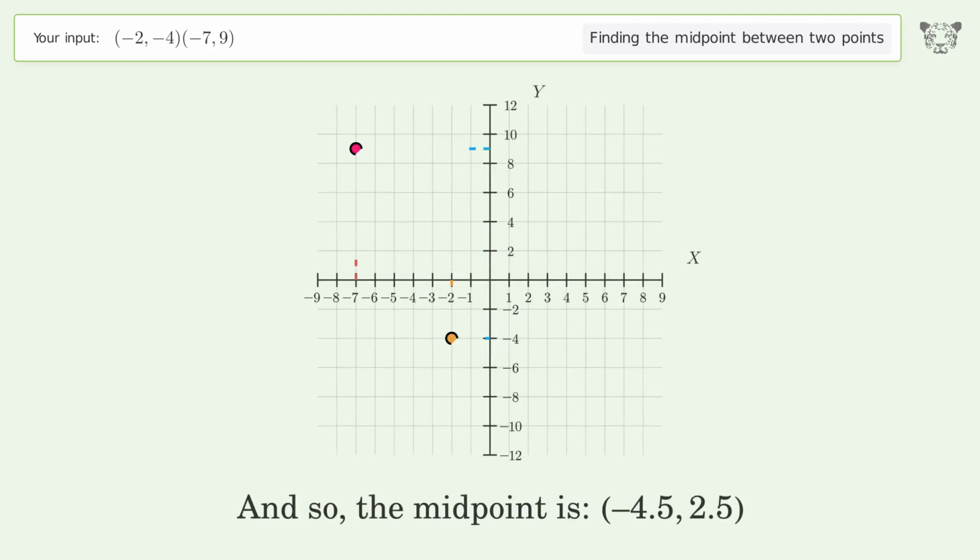And so, the midpoint is negative 4.5, 2.5.